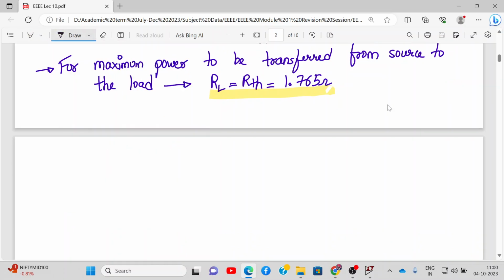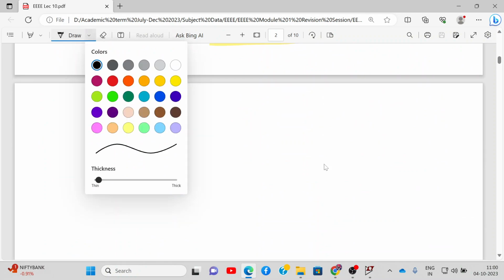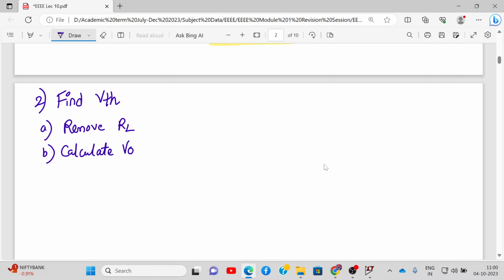So let me write over here. Second point: we need to find Thevenin's voltage, so find VTH. What's the procedure? First step is to remove the load resistance RL, and second step is to calculate the open circuit voltage VOC or VAB or VTH.